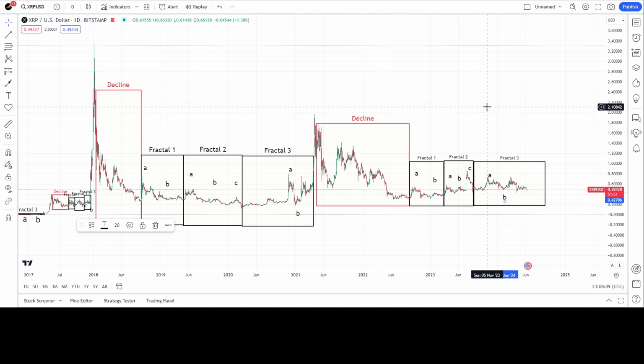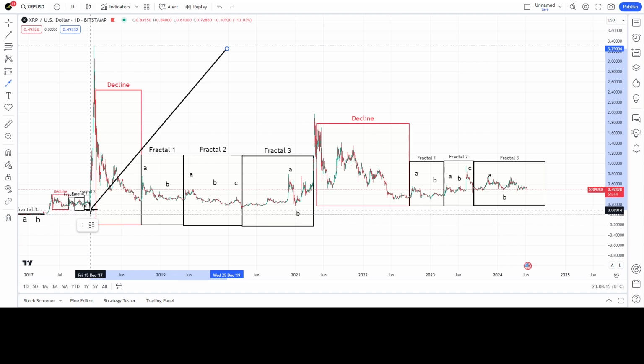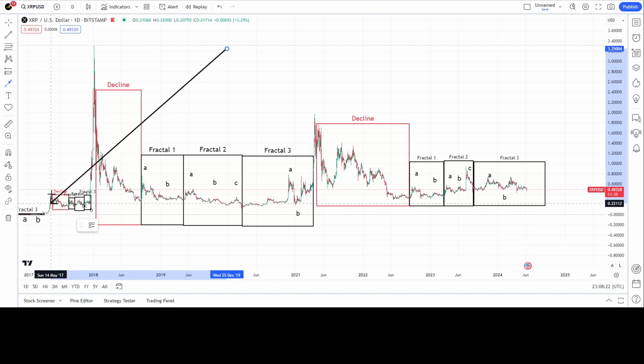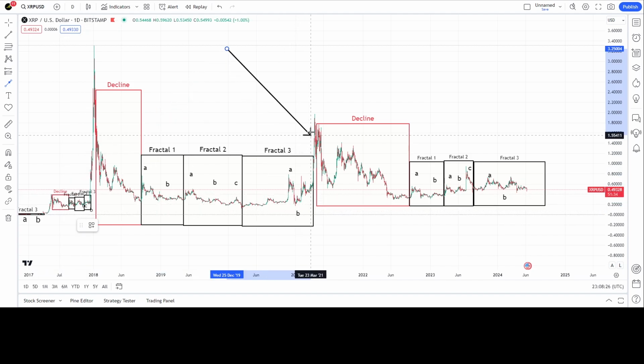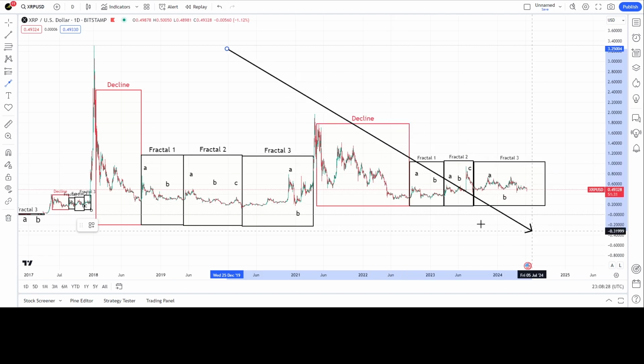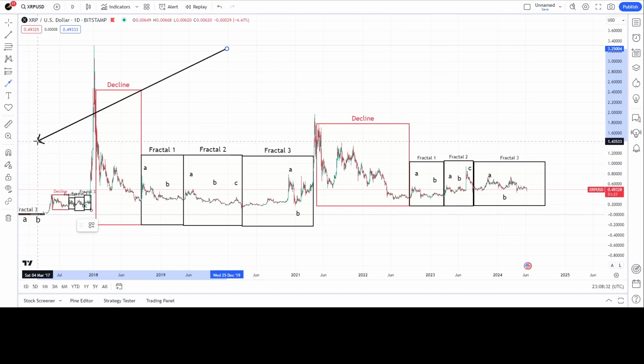So for those of you who don't know what I'm talking about, XRP has a macro repetitive structure. In this structure, you have bull runs, you have declines, and you have sideways range-bound times. We see over here, here's a bull run, here's a decline, a sideways range-bound time. Another one, a bull run, a decline, and we're working through a sideways range-bound time. If you go further back in time, it's the same story, same repetitive structure.